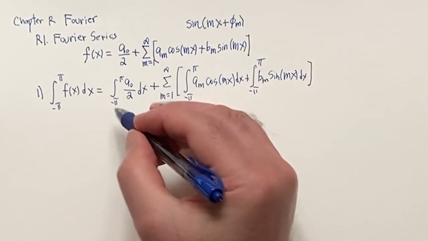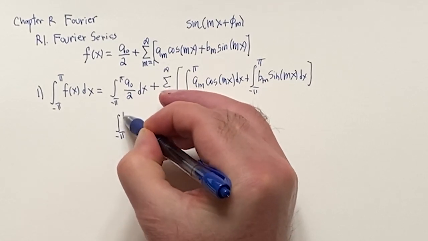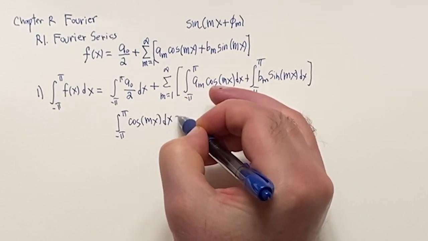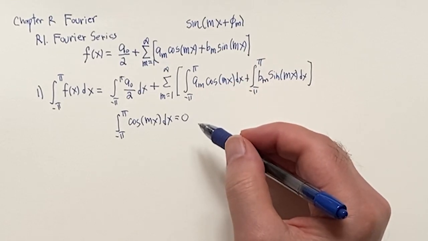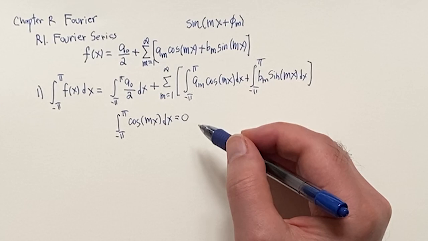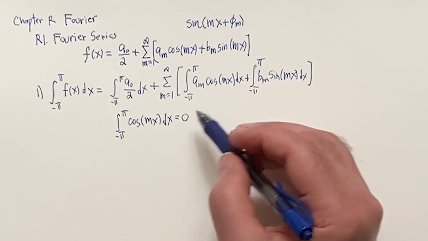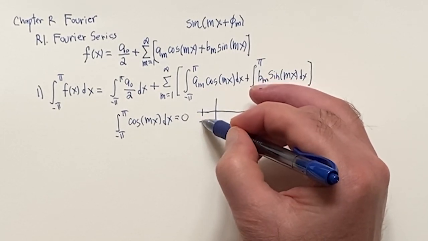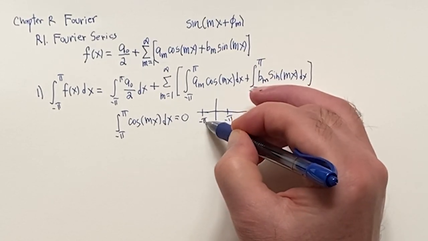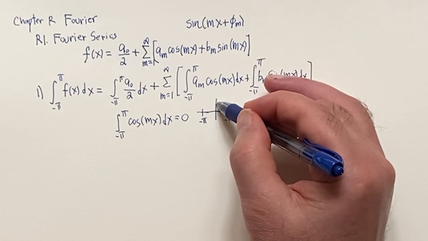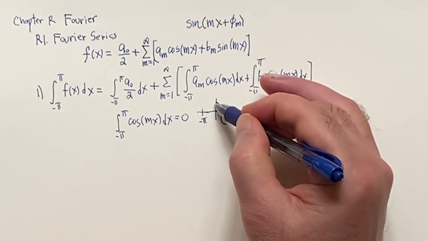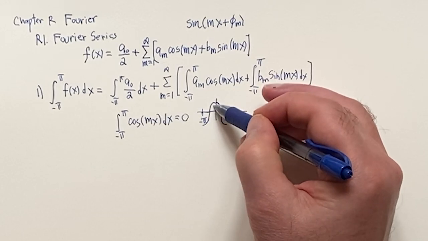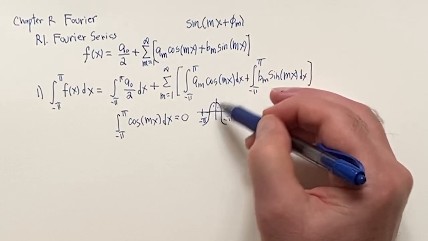Since that's a constant, the Am, what I'm going to do is show you that if I go from minus pi to plus pi, cosine of mx dx is equal to zero. Probably the easiest way to look at that is to think area. When you have a full cycle of a cosine, you have the same amount of positive area and negative area if you go over a cycle. So here's minus pi to pi. Your cosine is up here and it comes down and goes to the negative one. If you look at that, this area down here matches this area and this area matches that area, but one's positive and one's negative.